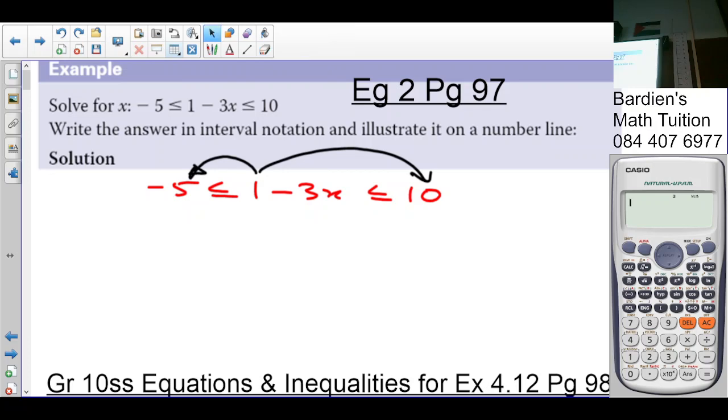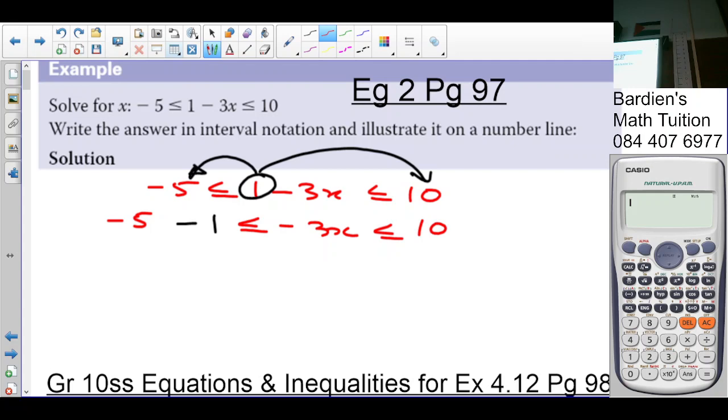Yes, okay, so I'll go a bit slower so that it goes either way. So you get negative 3x is greater than or equal to negative 5 minus 1. The other end is less than or equal to 10 minus 1. You guys understand? So what is negative 5 minus 1? Negative 6. Right? What's 10 minus 1? 9.